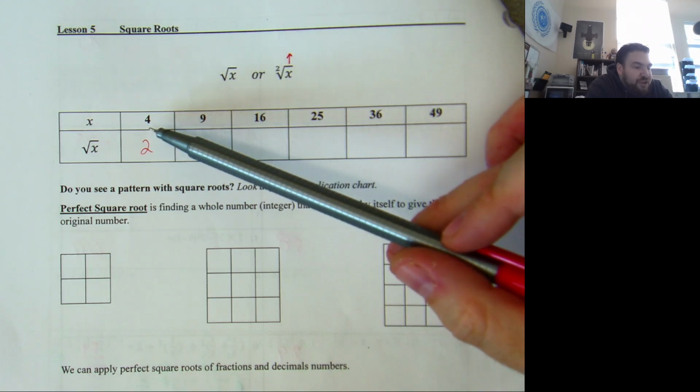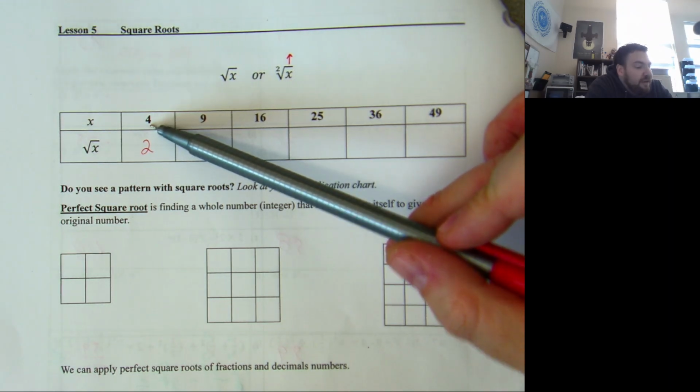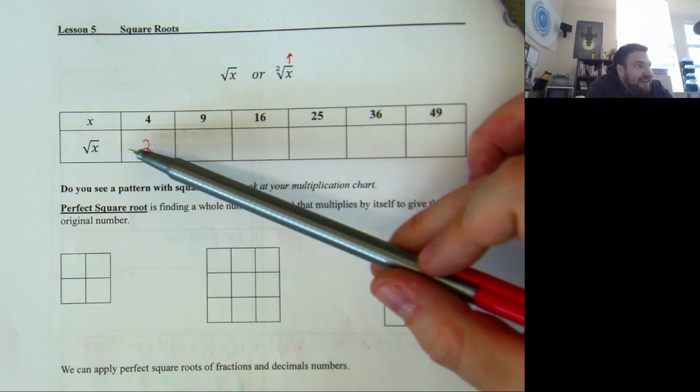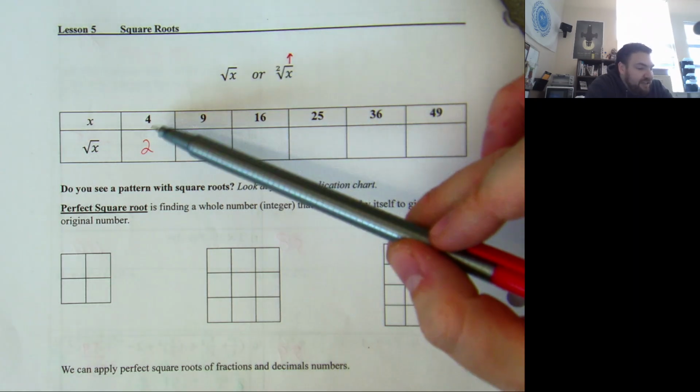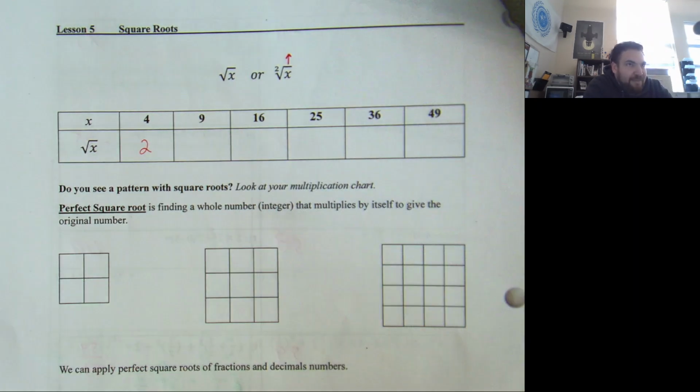Okay, so the square root of 4 is 2 because 2 times 2 is 4. So if I'm squaring something, I multiply it by itself. Square rooting is asking what times itself gives the number.